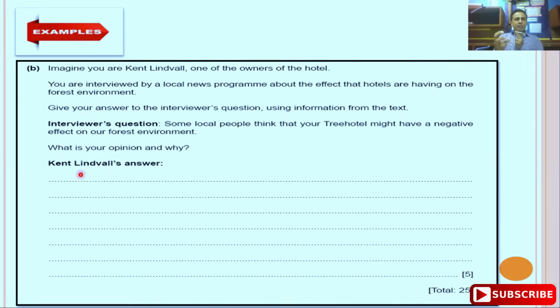Now, being the manager or owner of the hotel, Kent Lendwall, you have to write your answer. And do not forget that you have to pick some information from passage 2, from passage B, and based on that you have to write your answer. But this is a hypothetical situation because you are not the owner of the hotel. So keep in mind that hypothetically you have been given some personality, but you have to give the answer by picking some lines or information from the passage. And that would be 25 marks.